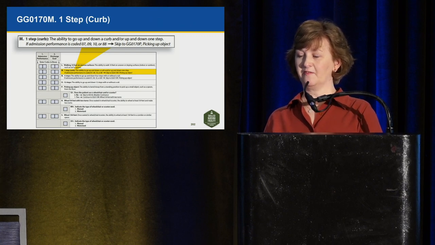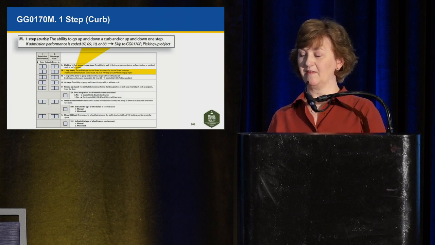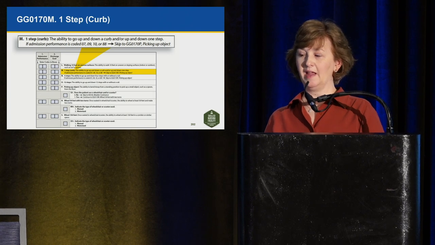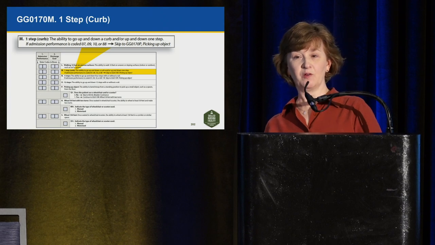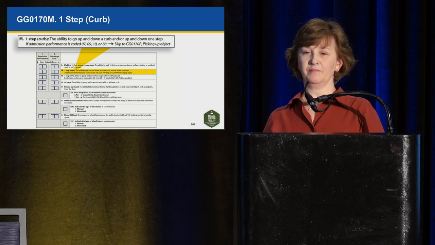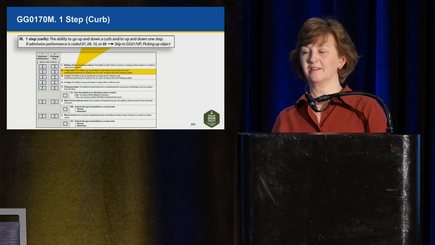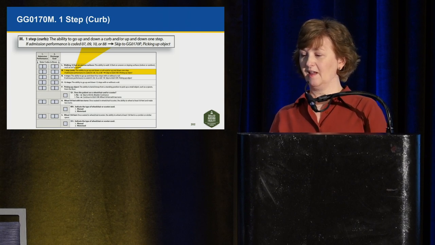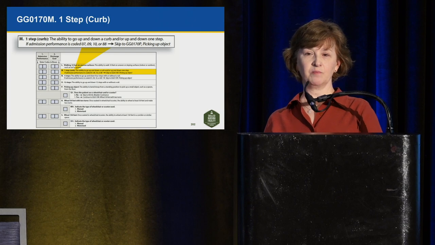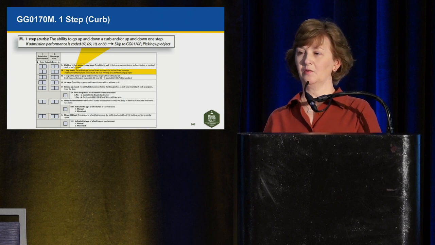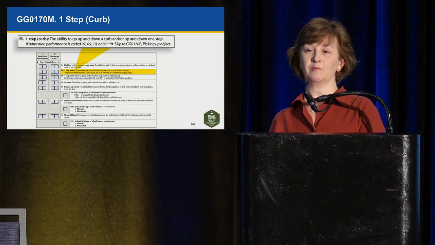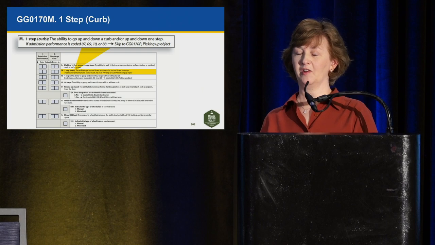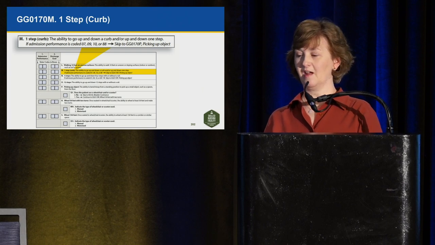So if somebody is being coded on this activity, it is basically the ability to go up and down a curb and or step. It could be with the railings or without railings. If it's a curb, you wouldn't usually have railings, but if it's a step, it could be with or without railings. If somebody can't go up and down a curb, you can certainly assess them going up and down one step with a railing to see if they can do that. And then if the resident is able to do that, then you would be able to move on to being able to assess the four steps.